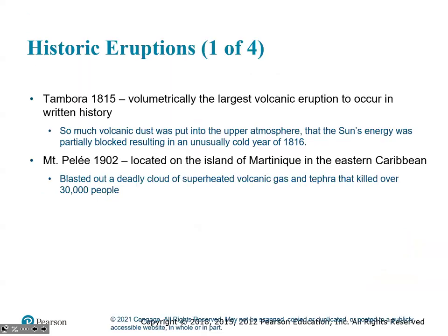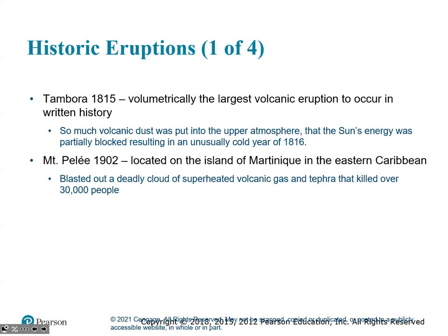So yes, Tambora in 1815 was volumetrically the largest volcanic eruption to occur in written history. So much volcanic dust was put in the upper atmosphere, the sun's UV energy was partially blocked, and that led to 1816 being particularly cold and being the year without a summer, which then led to, as mentioned, Frankenstein.